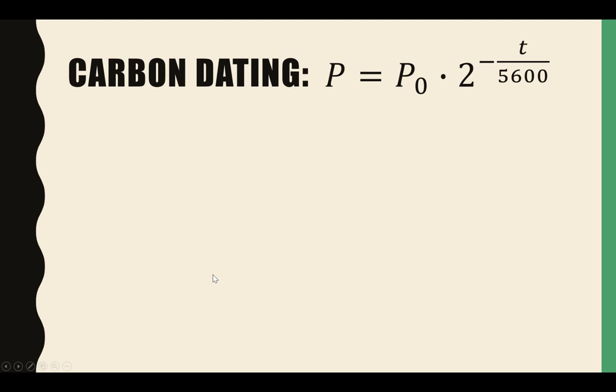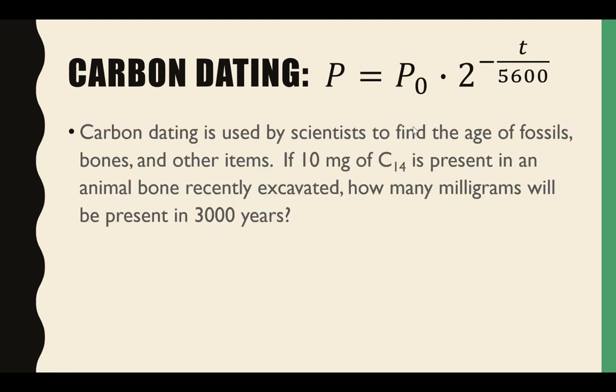Okay. We also find this in carbon dating. We talked a bit about this in biology class. But we can take what our P0, or P origin, is times 2 to the negative t over 5,600. Don't ask me how they got these numbers. I could probably explain it to you. Just trust that this is where we're working. So carbon dating, we use this to find the age of fossils and other items.